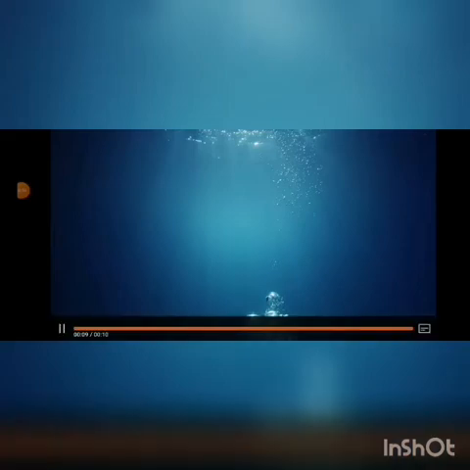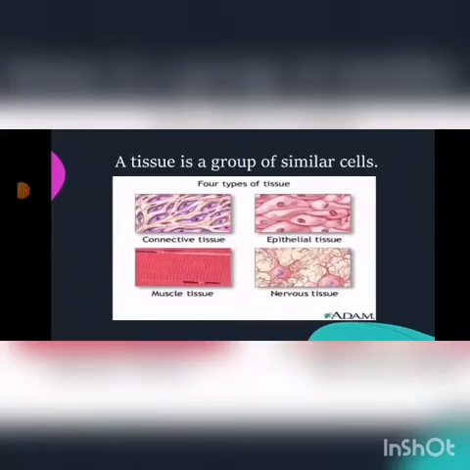Organisms made up of only one cell are called unicellular organisms. For example, amoeba, paramecium, euglena, bacteria. Organisms made up of more than one cell are called multicellular organisms. For example, human beings. A typical cell consists of three parts. Today we study about cell structure and also functions.